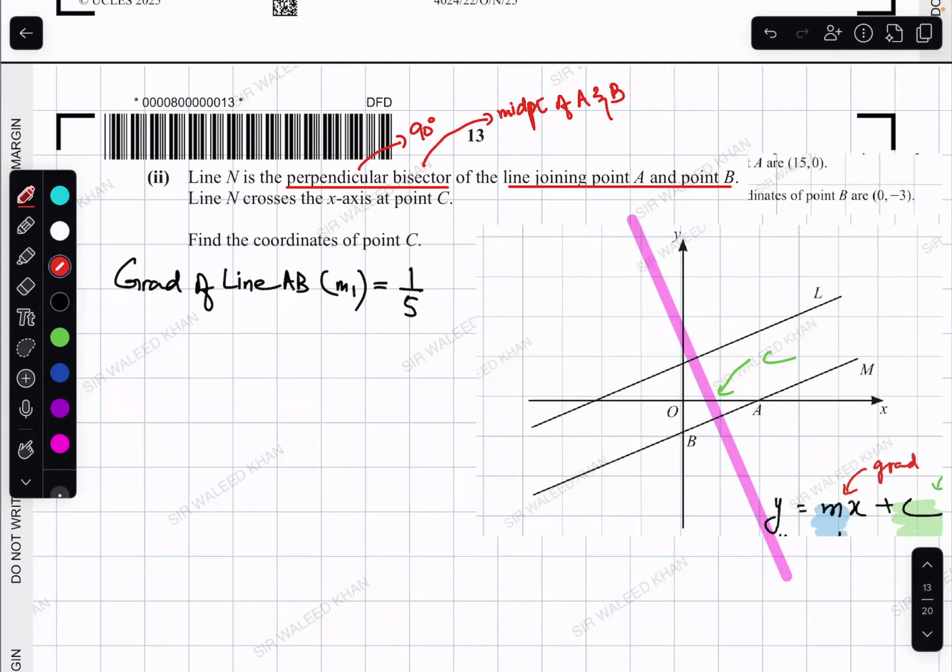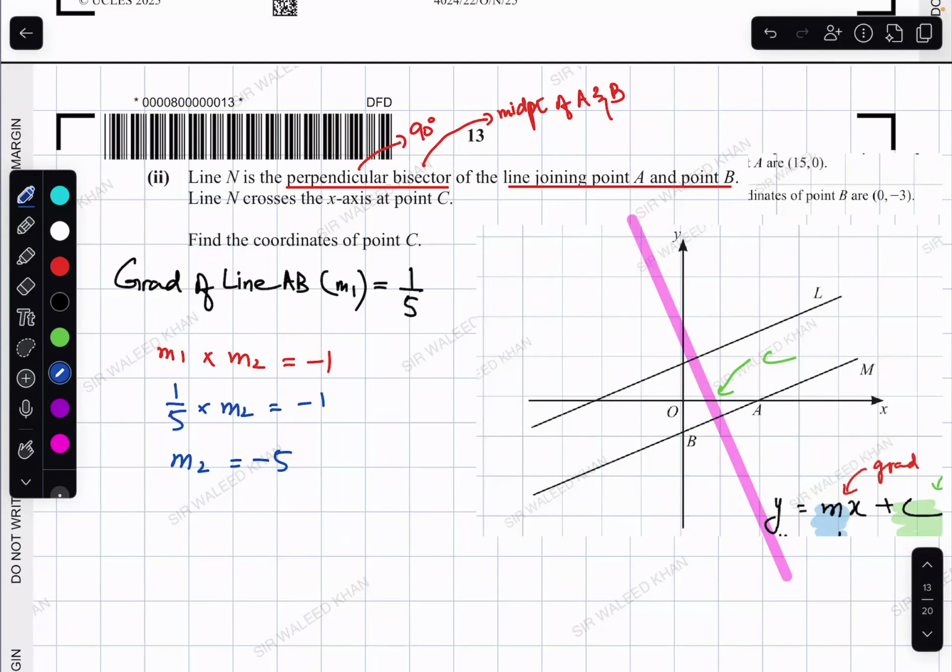Now, M1 times M2 is equal to -1. So the relation between perpendicular lines is that they have gradients which are negative reciprocal of one another. So we have 1 by 5, M2 = -1. So M2 is -5. The gradient of this pink line over here is -5.